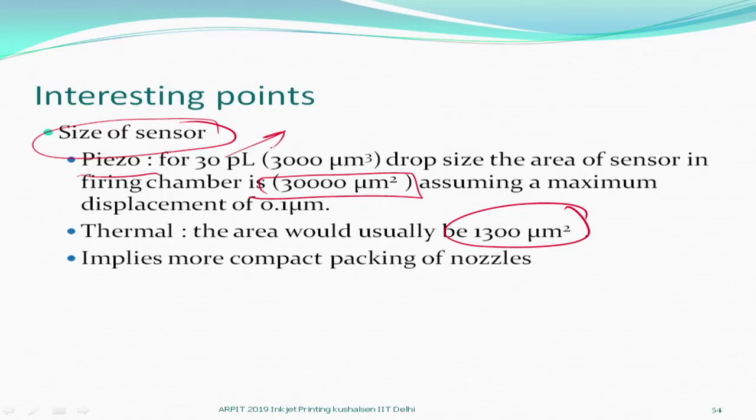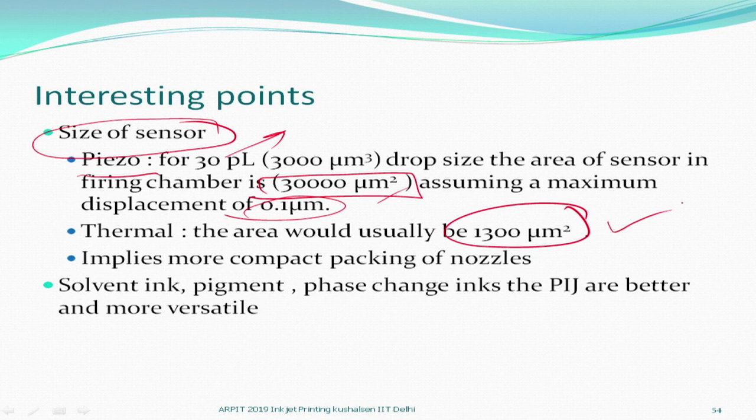For example, here somebody talked about that you want 30 picoliter to come out. So, the sensor area should be so much, because the displacement let us say is 0.1 micrometer. If it is thermal, then you may probably require much less area, that means more compact packing of nozzles could be there.